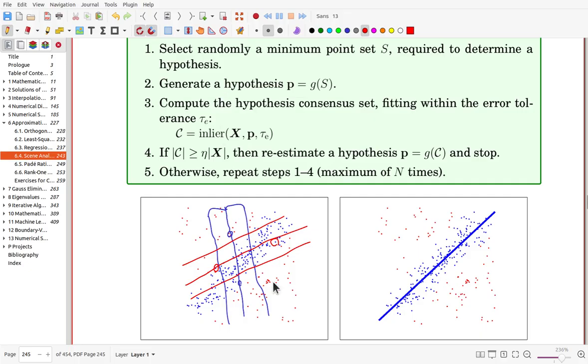If we do it that way, we may get a really good final result. So this is one example: from this data set, RANSAC produced this result.